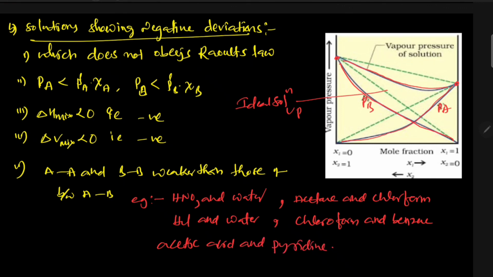So this is about ideal solutions and non-ideal solutions, and the types of non-ideal solution, which are positive deviation and negative deviation.